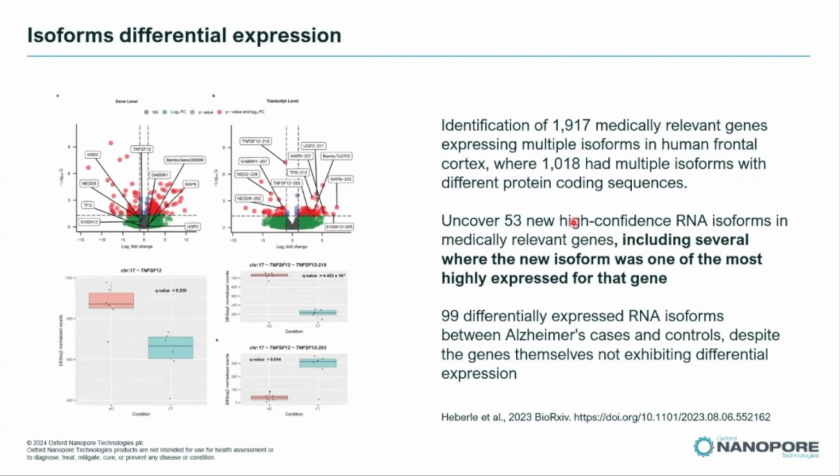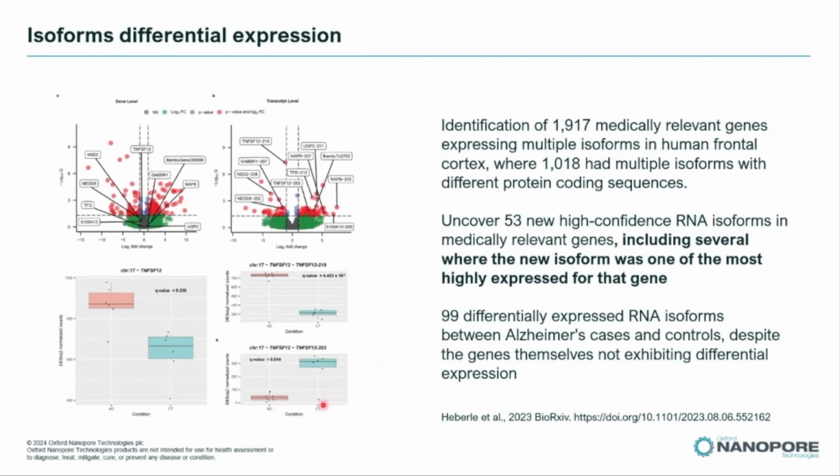And this is an excellent example by Eberle and collaborators. If you look at this gene, TNFSF12, in Alzheimer's disease, you can see that at the gene level, the gene expression is relatively constant. You don't really see a difference. Now, if you look at 2 isoforms, the 219 and the 203, you will realize that these isoforms are differently regulated, and they are even regulated in opposite ways, whether you consider Alzheimer's patients or control patients.